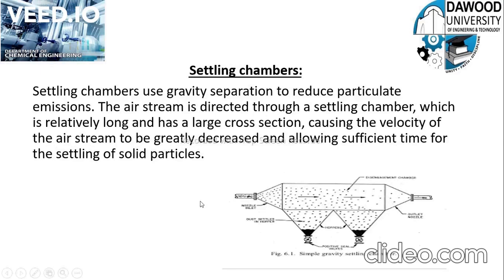What happens here is that the air passes from the inlet towards the chamber. As the air enters the chamber, the velocity of the air decreases, and as the velocity of the air decreases, gravity acts on the particles inside the air, and the particles try to settle down to the bottom of the chamber, and as a result, clean air is obtained from the outlet. This process depends totally on the gravitational force.